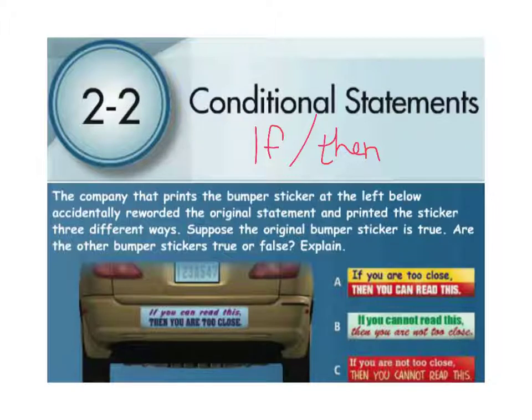So it says, suppose this first one is true. So we're saying this is true. If you can read it, then you're too close. Are these other ones true or false? If it's true, that's great. If it's false, we should be able to come up with a counterexample.